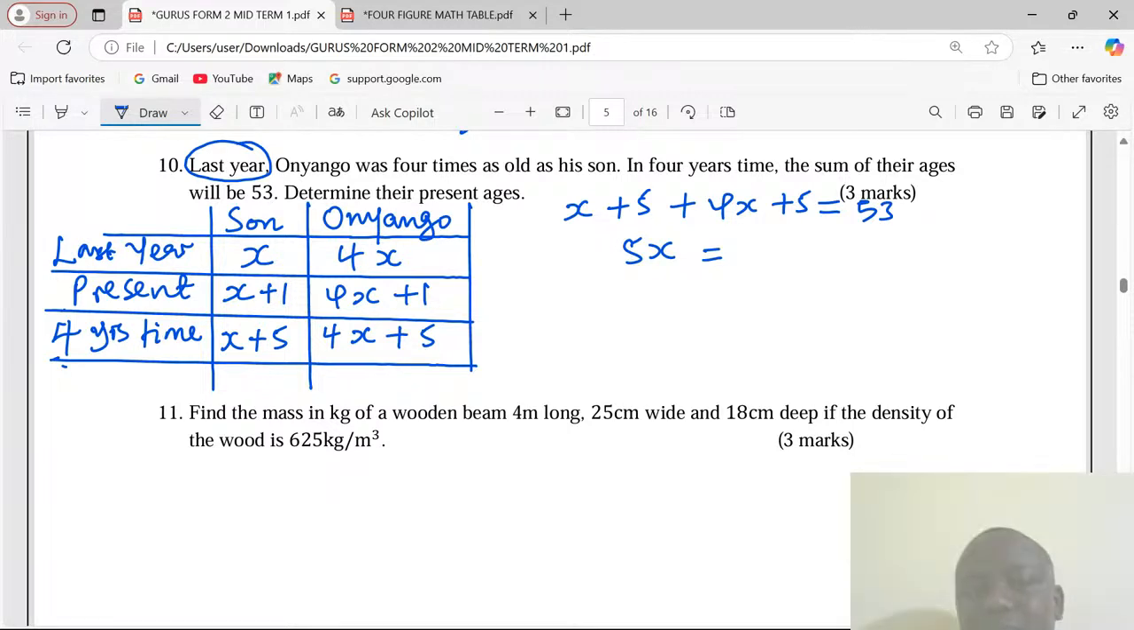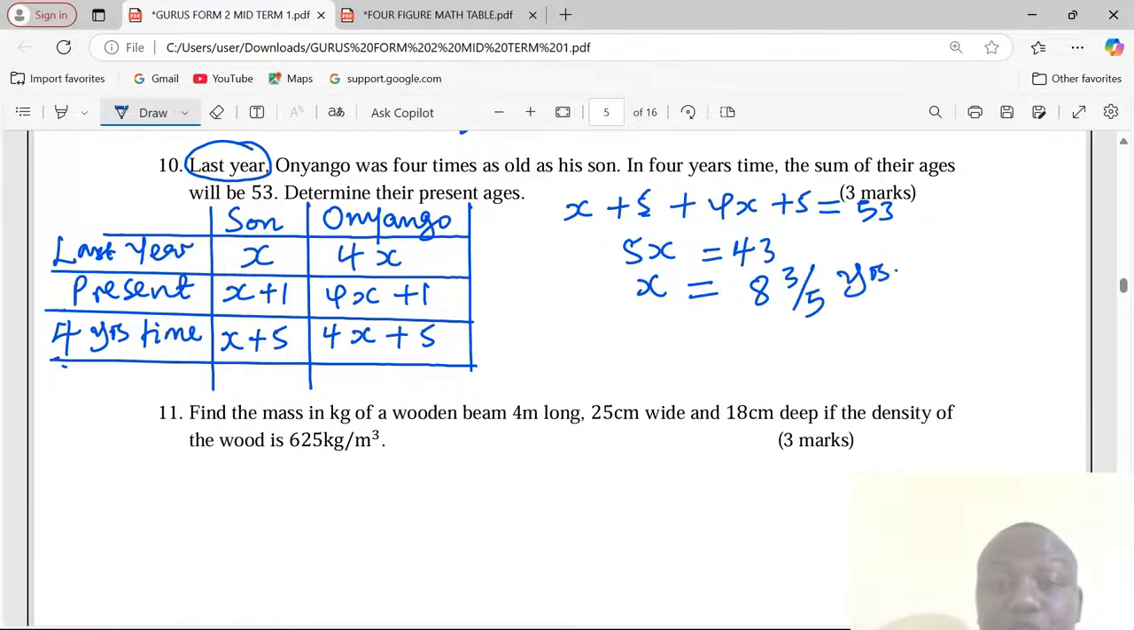Now we subtract, the sum of the ages will be 53. So we subtract 10, because this is 5 and this is 5 from the other side, and we'll be getting 43. So the value of X equals to, we take 43 and we divide by 5. So we are having 8 and 3 over 5 years. That is what we are getting.